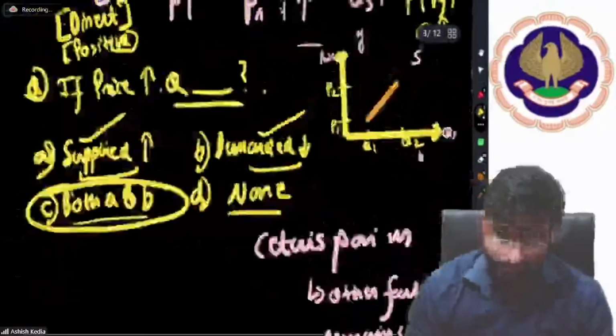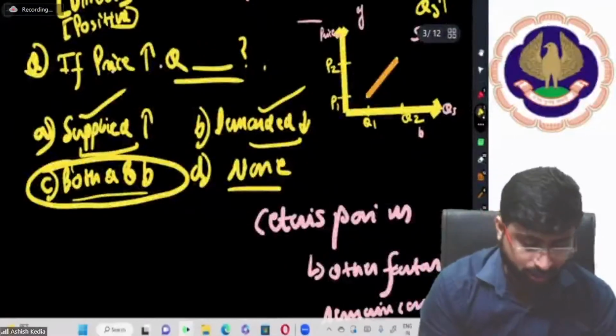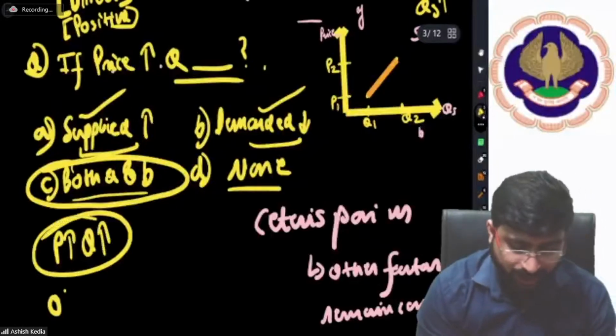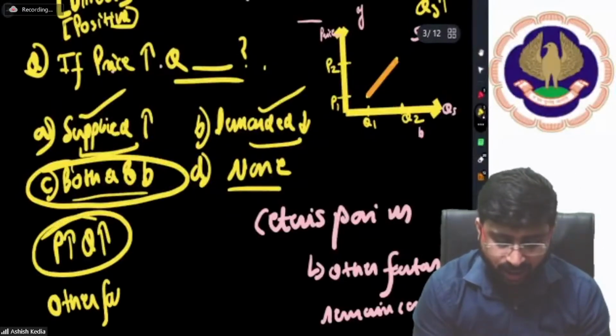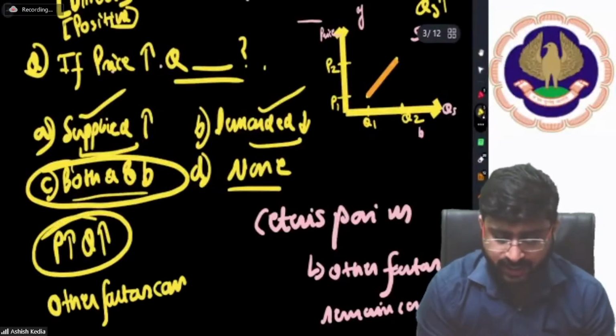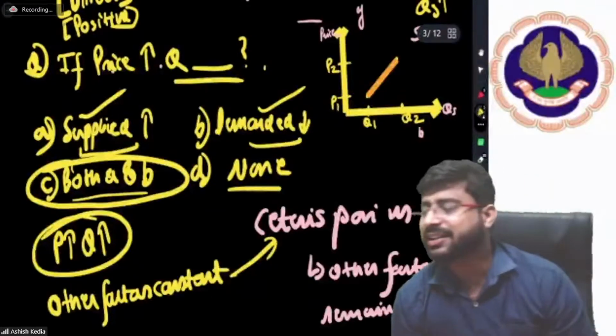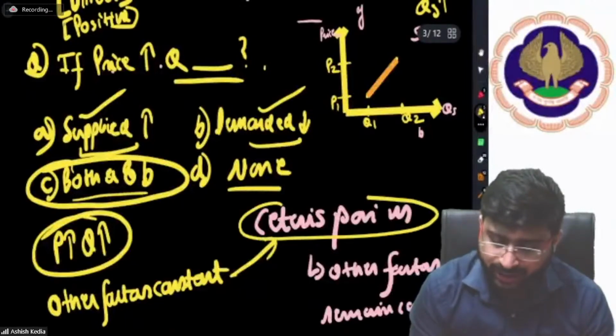Remember, while we study the price and quantity relationship, we assume other factors to be constant. This is also written as ceteris paribus.